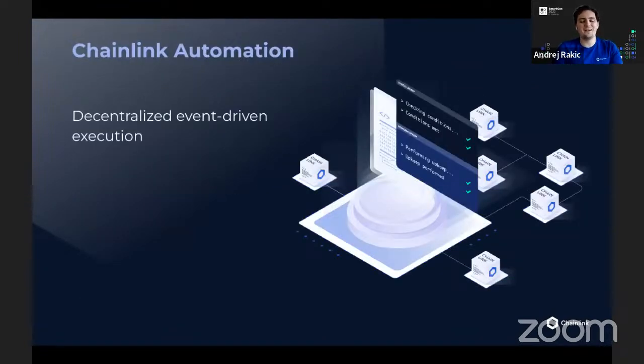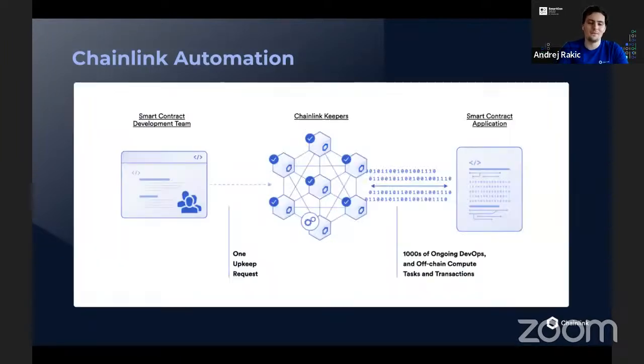Okay, and finally, we have Chainlink Automation. Why is there a need for Chainlink Automation? It's to do decentralized event-driven DevOps on a blockchain. Smart contracts are passive by nature. To go from state A to state B in a blockchain, you need to initiate a transaction on a smart contract, right?